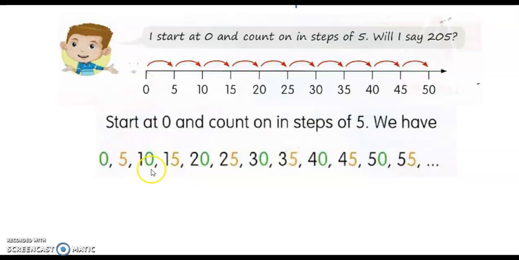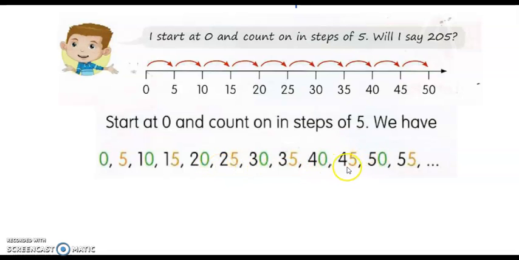Now, what do we see in the ones place of each number? Here 0, here 5. Here we have 2 digits, we have the 0, we have the 1. The ones place is 0. And in the ones place in 15 we have 5. In the ones place in 20 we have 0. In the ones place here we have 5. So all the numbers have either 0 or 5 in the ones place.